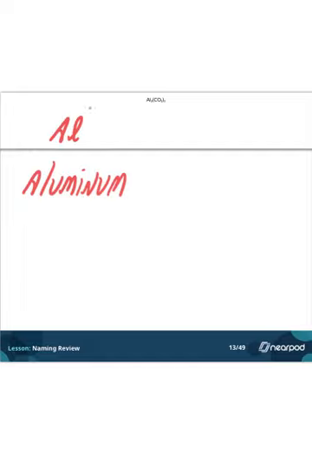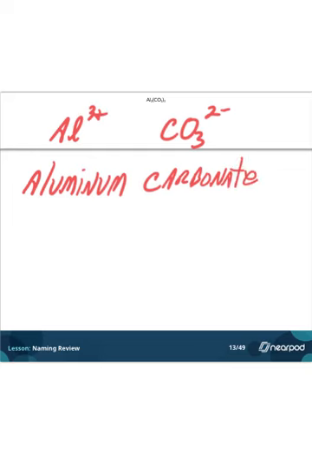All right. I have aluminum, which is the first one, and aluminum only forms a +3 charge. And the anion is carbonate, CO3, which is a double minus. So aluminum carbonate. No Roman numeral necessary. Aluminum only forms a single charge.